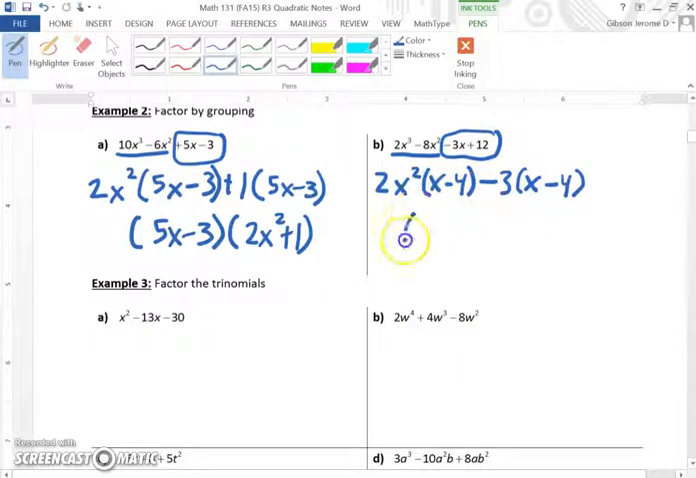Now, we would take one of the two matching parentheses, which would be x minus 4. Then the other parenthesis, we'll write everything that's left. Are there any questions over example 2A and B?